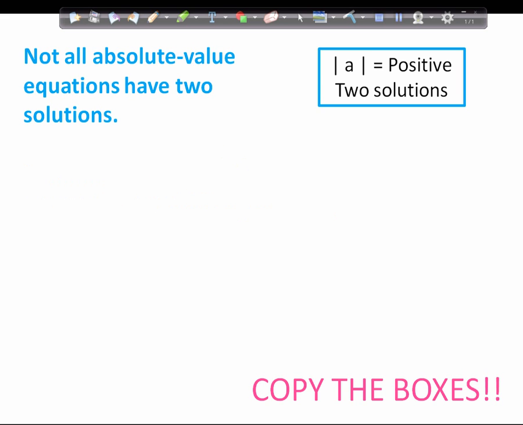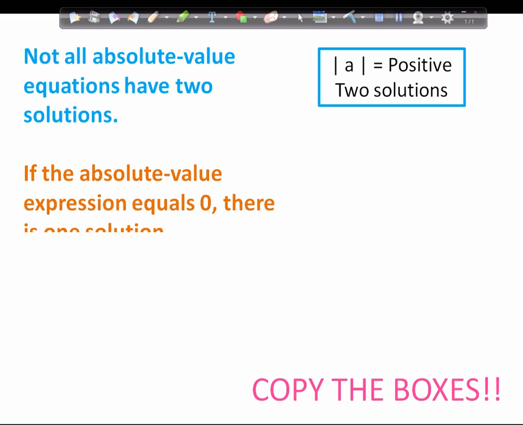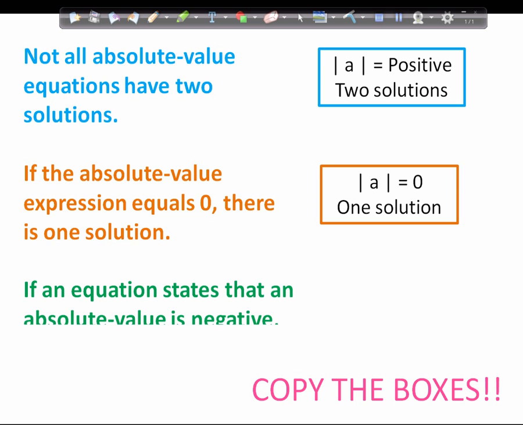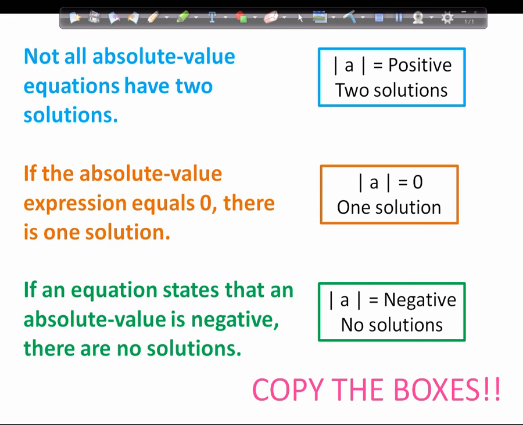All right, not all absolute value equations have two solutions. Most of them do, but not always. If the absolute value of A is positive, then there are two solutions. If the absolute value expression equals 0, then there's only going to be one solution. So if the absolute value of A equals 0, there's one solution. If an equation states that an absolute value is negative, there are no solutions. Please make sure that you copy the boxes before you move on.